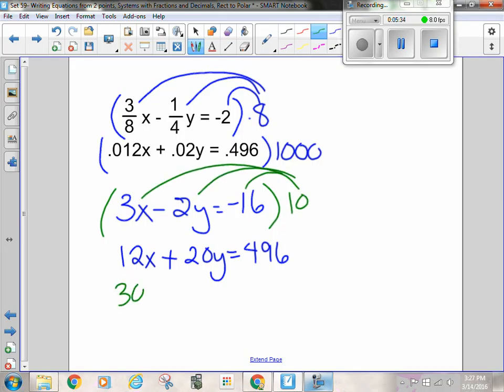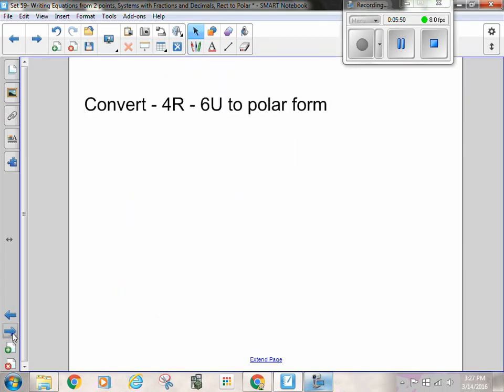So I'd get 30x minus 20y equals negative 160. Now see how my y terms are opposite, and they're going to cancel. So you can just go ahead and finish solving that. Nothing new, just things we're going to work the other direction from.